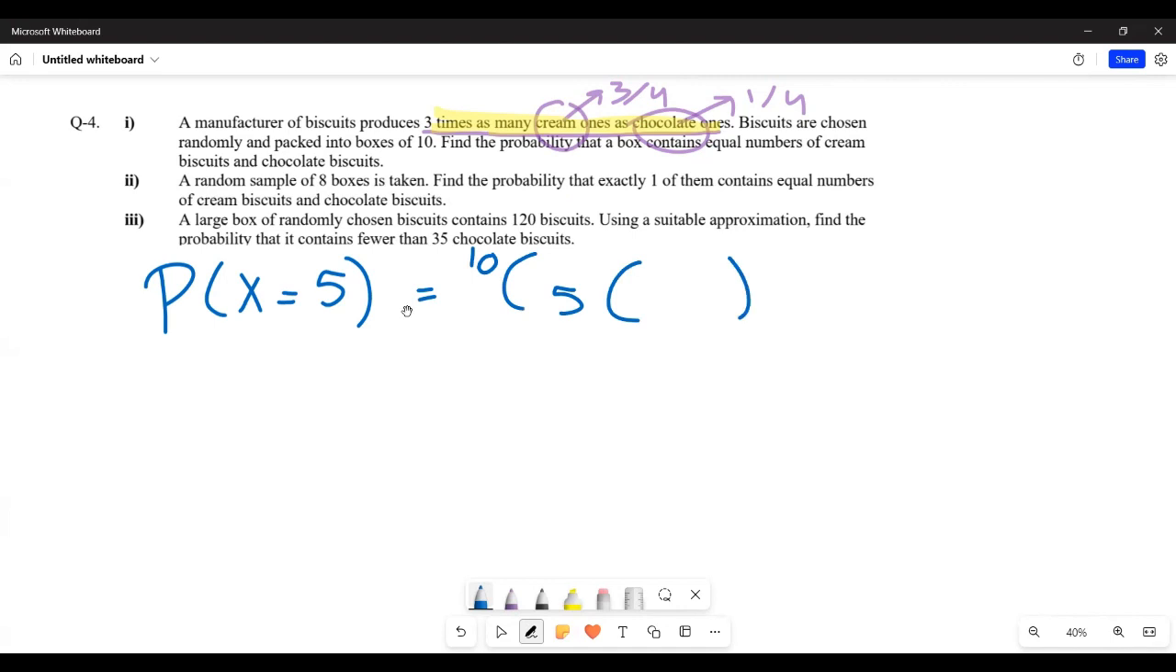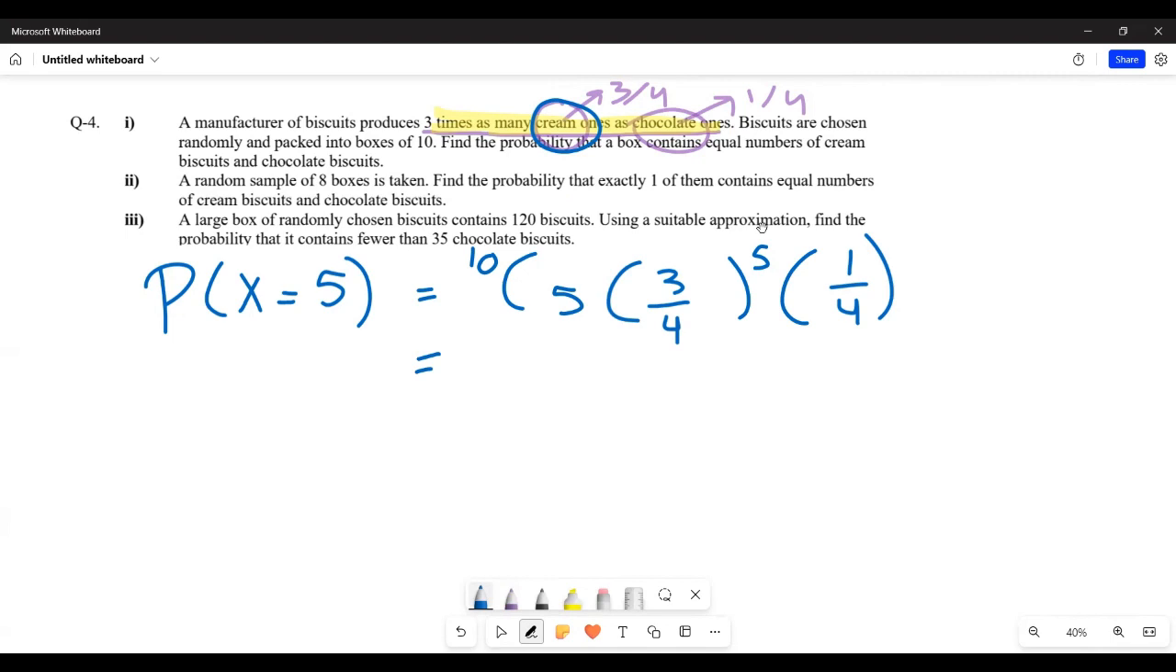You can use either chocolate or cream for probability of success and failure. Doesn't matter because it says equal number of cream biscuit and chocolate biscuit. So let's take cream. Then the probability of success would be 3 by 4 power 5, and probability of failure would be 1 by 4 power 5. Even if you start with this first, power of this would be 5, and the probability of failure 3 by 4 will also be 5. It's the same thing. So you can take chocolate as probability of success or cream as probability of success because 5 are chocolate biscuit and 5 are cream biscuit.